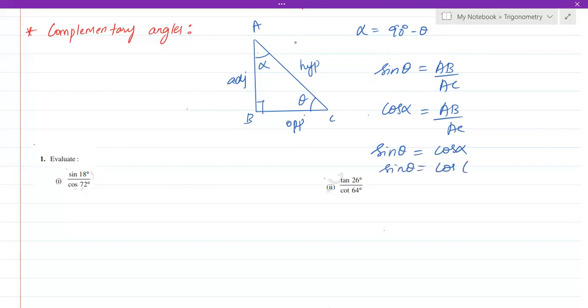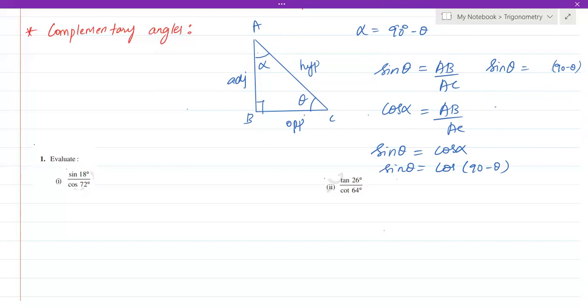What is alpha? Complementary of theta, isn't it? So alpha can be written as 90 minus theta. So we are getting a formula which says that sine theta is equal to cos of 90 degrees minus theta. That is, the sine of an angle will be equal to cos of the complementary of this angle. Let me make it very simple. Sine 30 degrees will be equal to cos of the complementary of 30 degrees, which is 60 degrees, or 90 minus 30, which is 60. So sine 30 and cos 60 will be the same.